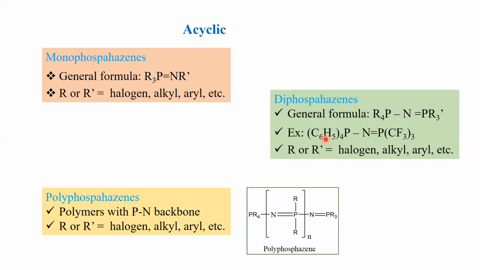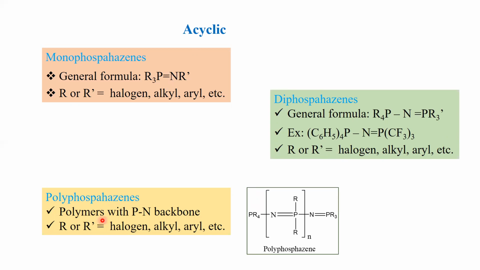Example: (C6H5)4P-N=P(CF3)3. Here the R group is a phenyl group. This is tetraphenyl; these 4 R groups are phenyl groups. Here the R' group is the trifluoromethyl group.